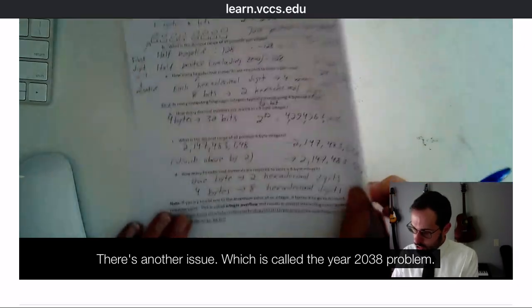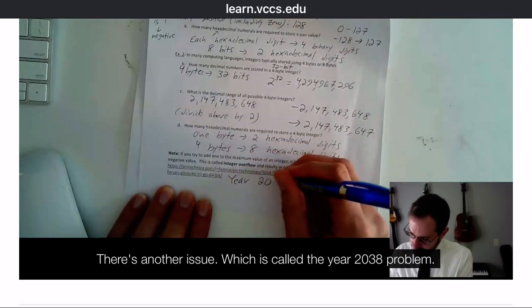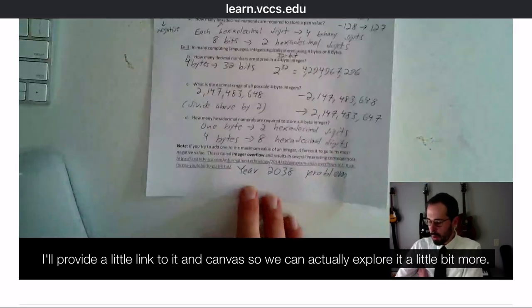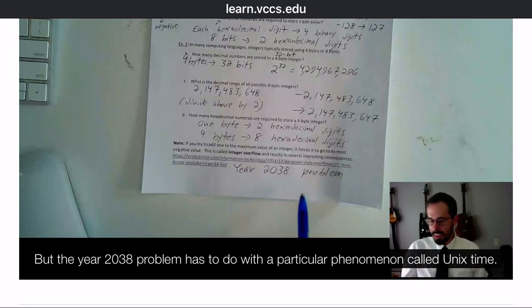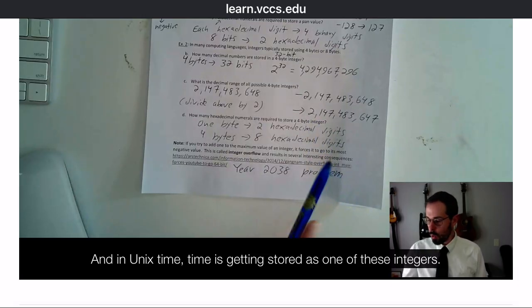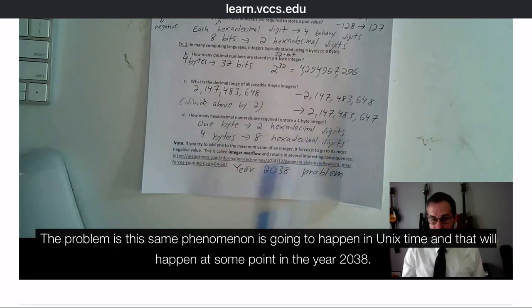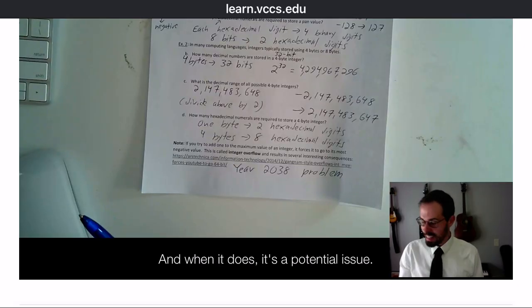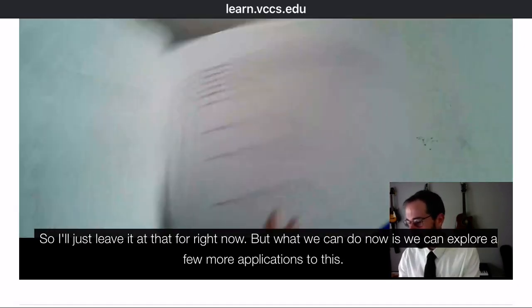There's another issue, which is called the year 2038 problem. I'll provide a little link to it in Canvas. We can actually explore it a little bit more. But the year 2038 problem has to do with a particular phenomenon called Unix time. In Unix time, time is getting stored as one of these integers. The problem is, this same phenomenon is going to happen in Unix time, and that will happen at some point in the year 2038. And when it does, it's a potential issue. So I'll just leave it at that for right now.